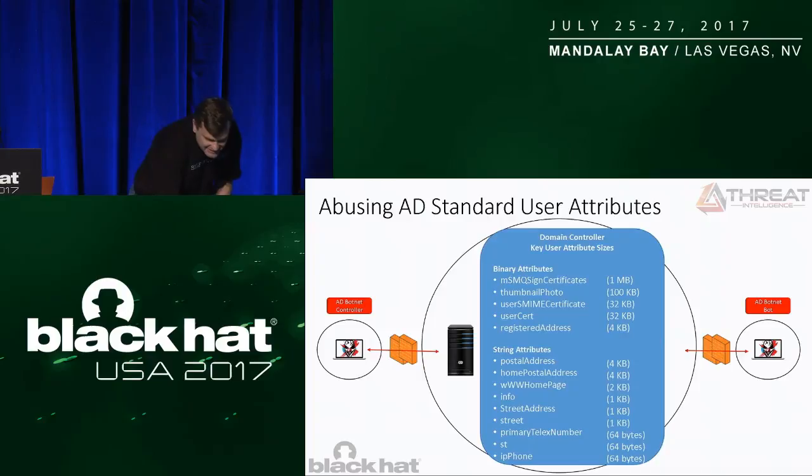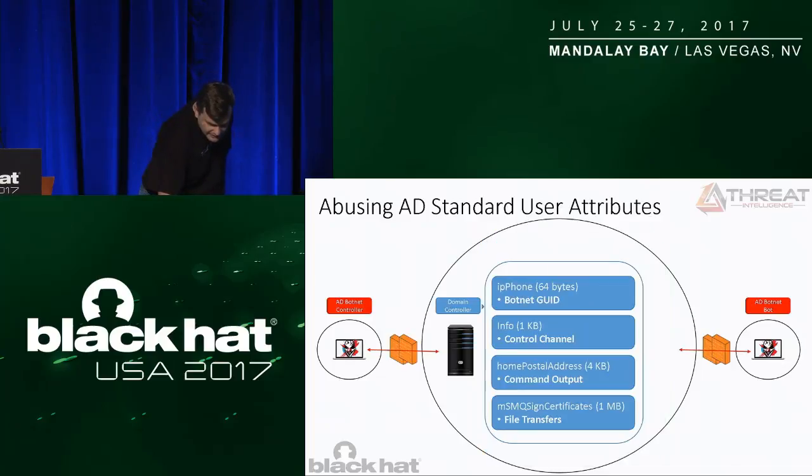Oh, here we go. Here are some of the sizes. The largest one is the MSMQ sign certificates. It's around about a megabyte, and you've got thumbnail photo and a few other ones. So basically they're divided into binary attributes and string attributes in terms of their type. So where's the next one?